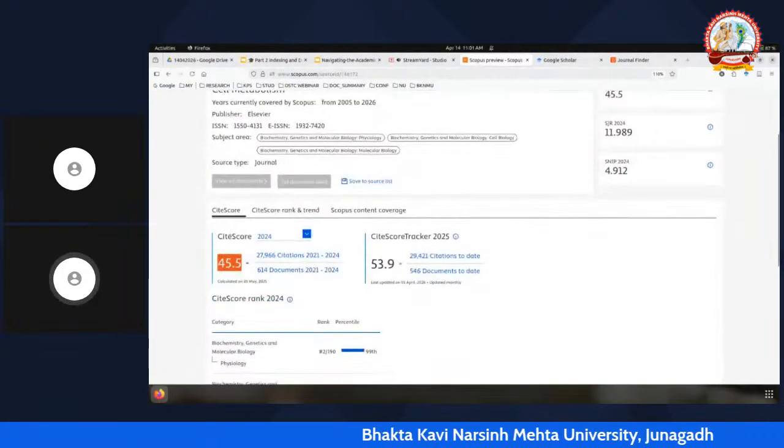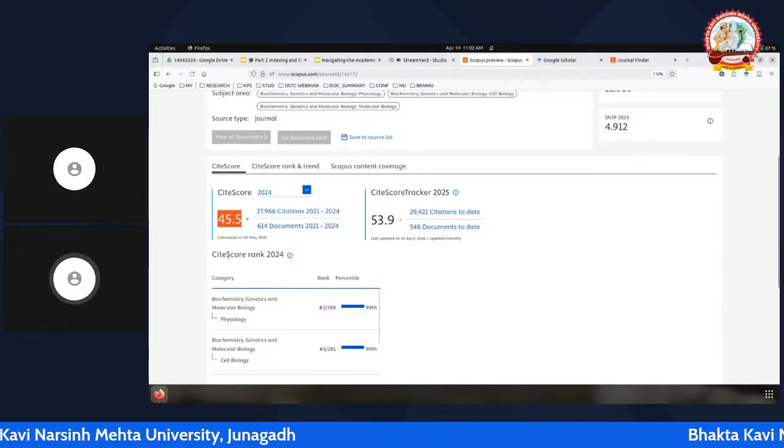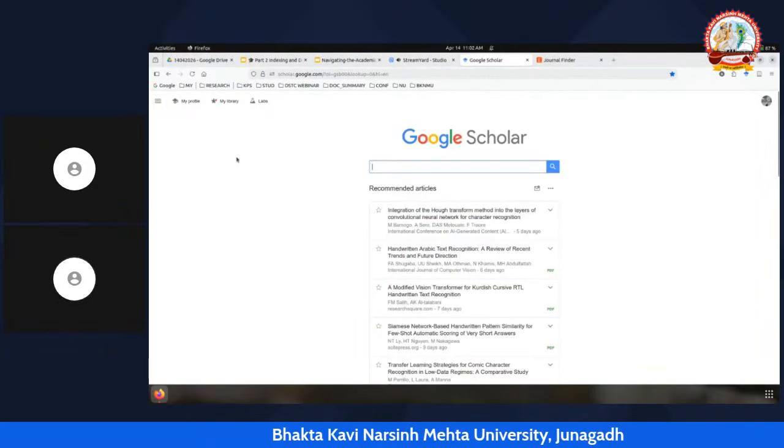You can also identify that the higher the site score, that means they have reputed publications. The articles, whichever they have received, are more valuable. So that is the Scopus.